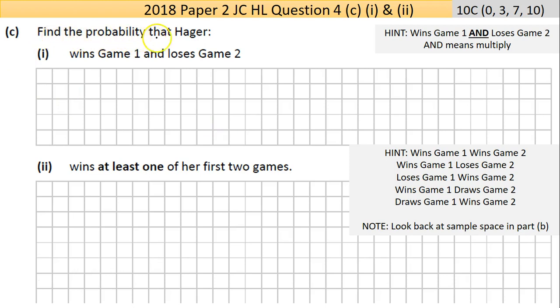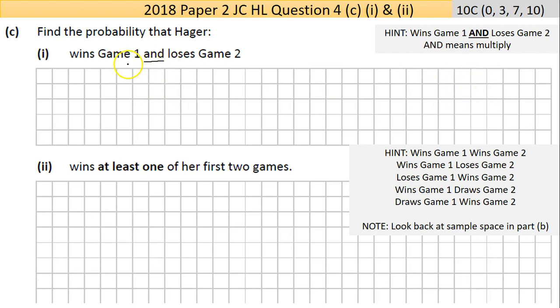So it says find the probability that Hagar wins game 1 and loses game 2. There's a hint there, and I have it written up here. If you're winning game 1 and loses game 2, and is the word. Now they say it there, just don't highlight it. Now in probability, the and scenario means you multiply. The or scenario means you add.